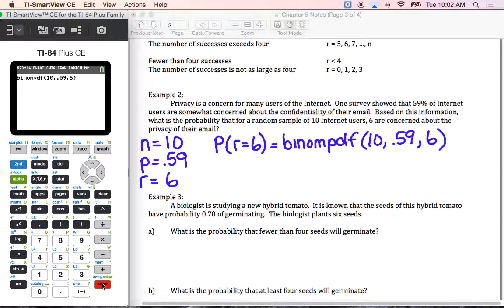So here is our PDF. I hit enter. There is my probability. Now WebAssign will tell you how many decimal places to go. If I want 3 decimal places, 0.250. Again, WebAssign will tell you how they want you to round it.